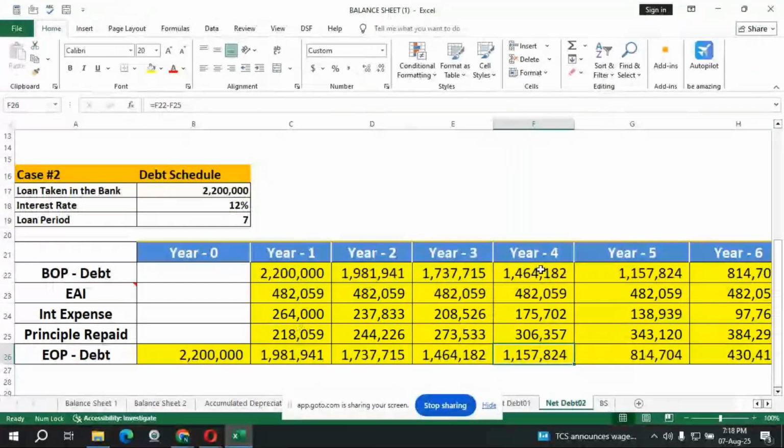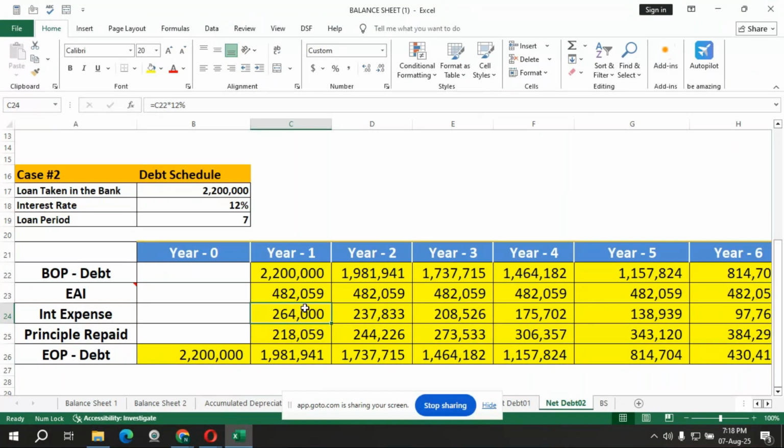See how the calculation is done. Once you calculate your EMI or EAI, it remains constant for all the years. After that, how do you calculate the interest? See, for the first year, how do you do it? It is your loan amount, which is your C22, into annually, right? So it is 12%. Done.